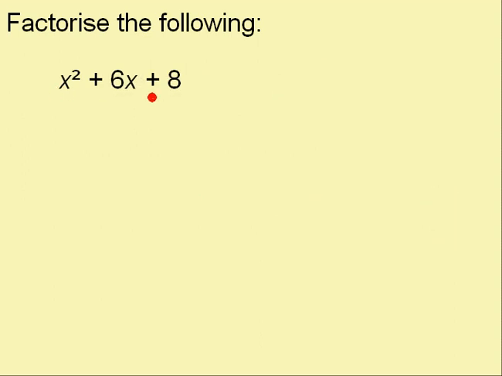So for this question, it's a quadratic, so we know we've got two sets of brackets, and we know we've got an x in both of them. Now we want two numbers that multiply to give us 8, so we could have 1 and 8, or 2 and 4. We want the pair that will give us 6, and that's going to be the 2 and the 4. So we've got plus 2 and plus 4. This is the fully factorised quadratic equation.